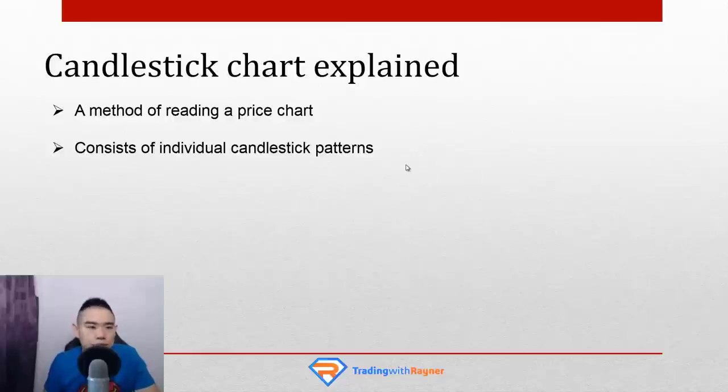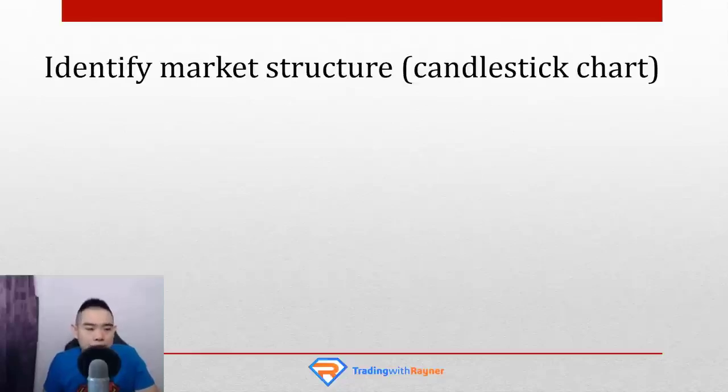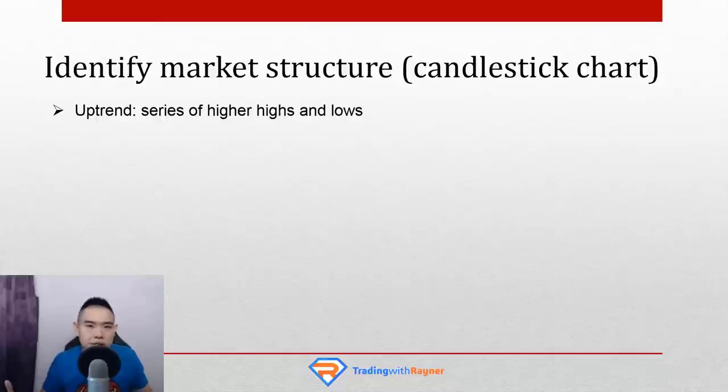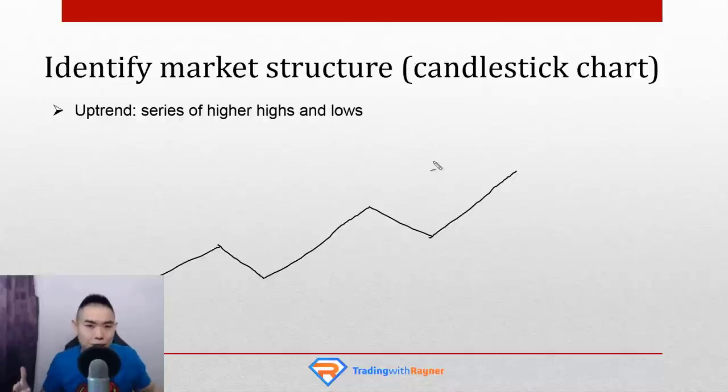structure. So first things first: identifying market structure using a candlestick chart. There are three types of market structure you want to pay attention to. Number one is an uptrend. This consists of a series of higher highs and higher lows. It looks something like this. Price hits higher, makes a pullback, breaks out higher, makes a pullback, and then breaks out higher. When you take a step back and look at this, you can see a series of higher highs and higher lows. Make sense? This is what we call an uptrend.